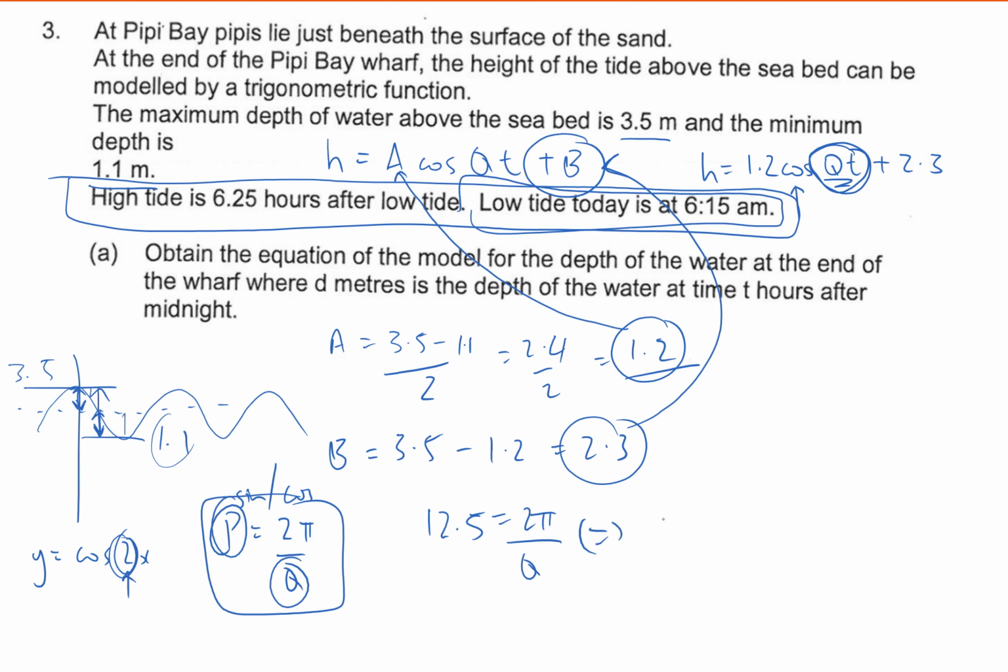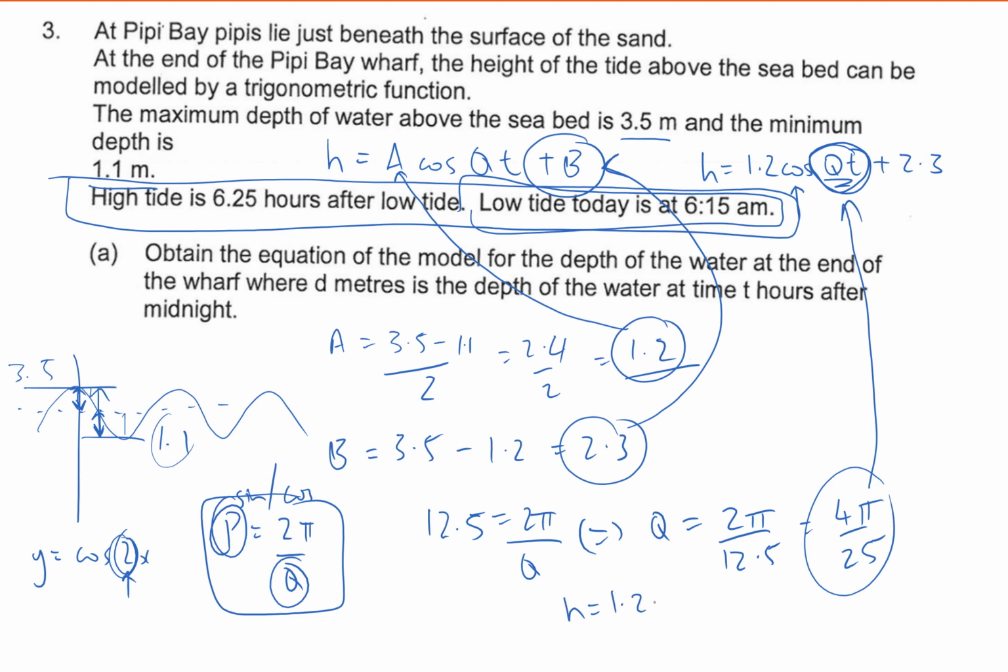Okay, so now just rearrange that algebraically. The frequency is 2 pi divided by 12.5. Can't have a decimal and a fraction, so I'm going to double both top and bottom, which gives me 4 pi over 25. Does that make sense? Yeah. So now that there is actually that part there. Sweet. Okay, so now my equation is h equals 1.2 cos of 4 pi t over 25 plus 2.3.